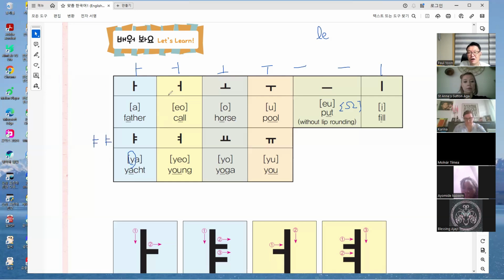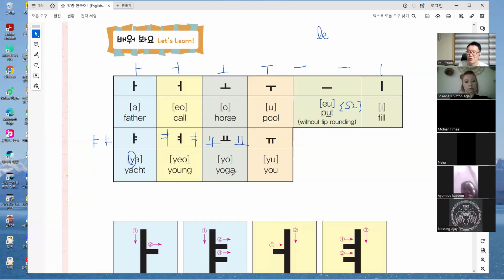How about this? Yeo. And add one more bar. Yo, for young. One, two, three. Next, this one is o, right? Add one more: yo, as in yoga. One, two, three. Yo, yoga.